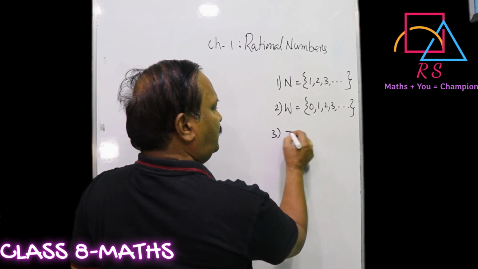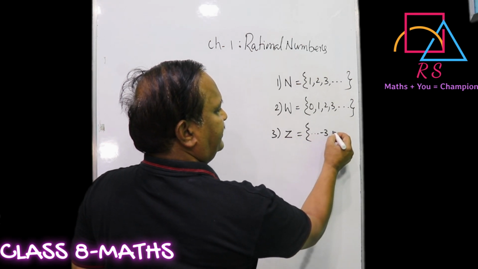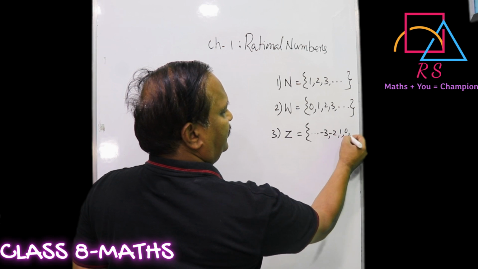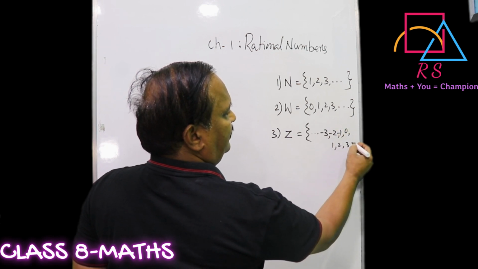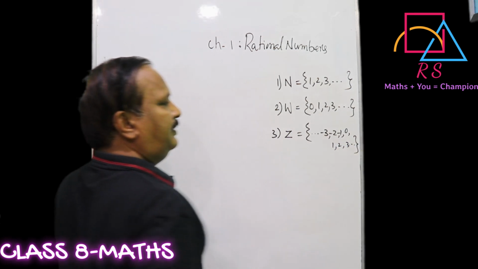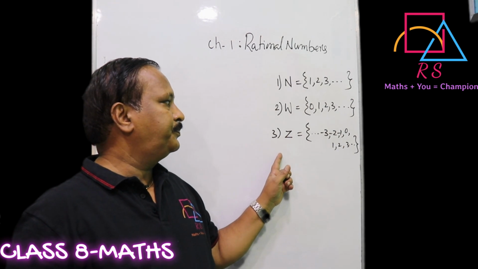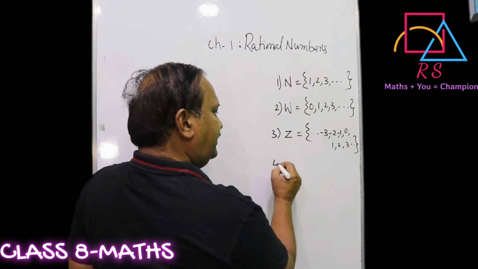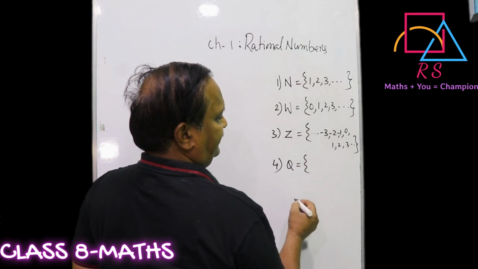And you should know integers also: ..., -3, -2, -1, 0, 1, 2, 3 and so on. This is another set of numbers you should always recall. And then finally, you should recall what rational numbers are.